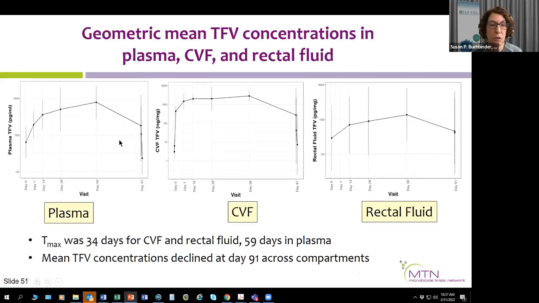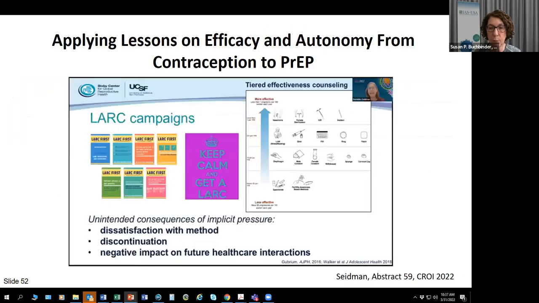But the challenge was that in some subset of the women, from months 2 to 3, the levels of tenofovir dropped pretty substantially. And it's not exactly clear why that is. They're looking into questions about whether it might be related to the microbiome. But there's more formulation work that needs to be done with these three-month rings.